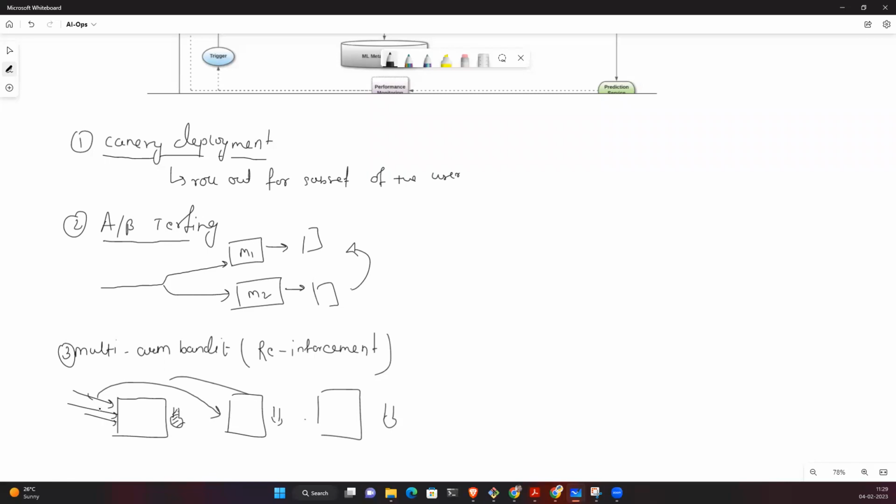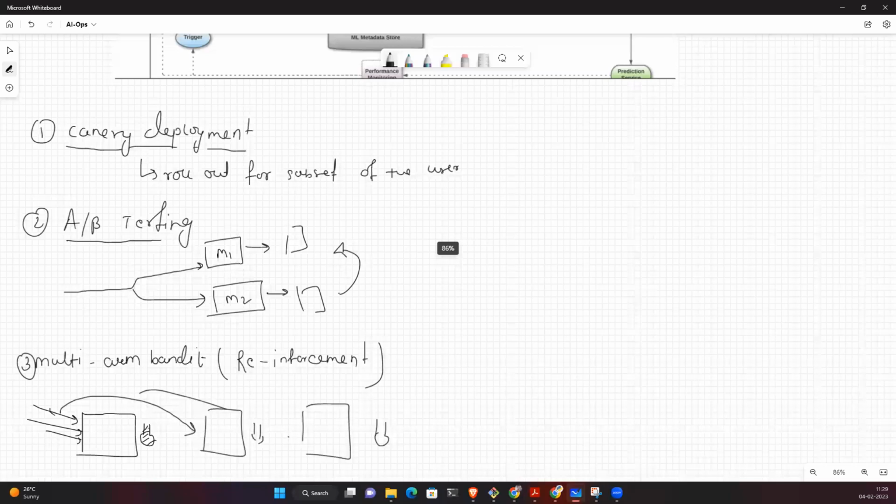Okay, now coming to the level 1 problem. Any question? Cool.